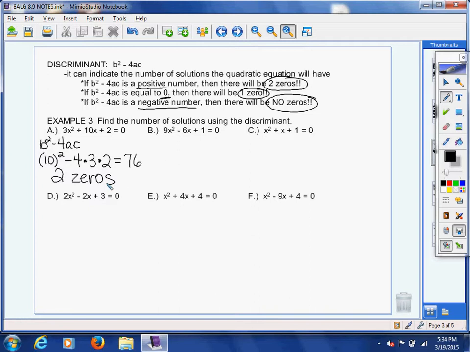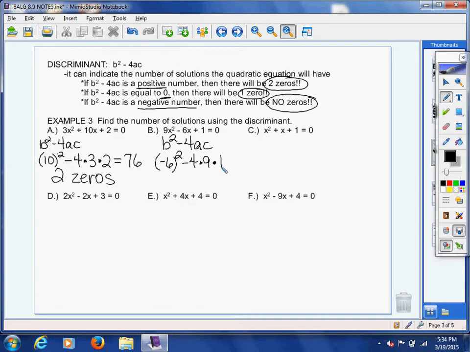Let's look at letter B. b squared minus 4ac. So remember, b is negative 6. Put that in parentheses. Minus 4 times a is 9, c is 1. So carefully plug this in. Use your parentheses: parentheses, negative 6, and the other parenthesis, and square that. Minus 4 times 9 times 1. I actually plugged mine in wrong, so I have to redo it.